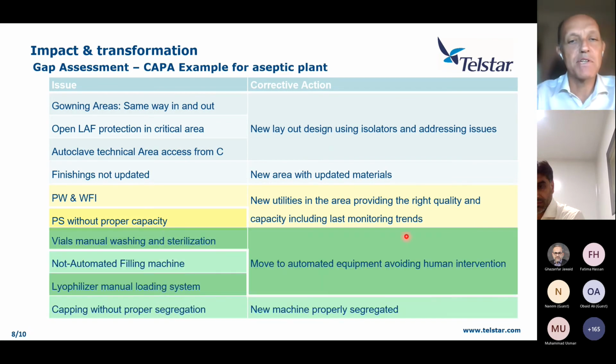And when talking about machines, we realized that there was manual vial washing and sterilization, which is not recommended at all. Manual operations in washing and sterilization mean manipulation of vials, and we were trying to avoid that. Also, the filling machine was not automated, it was manual or semi-manual. The lyophilizer in this case was manually loaded, also something that is requested to be avoided.